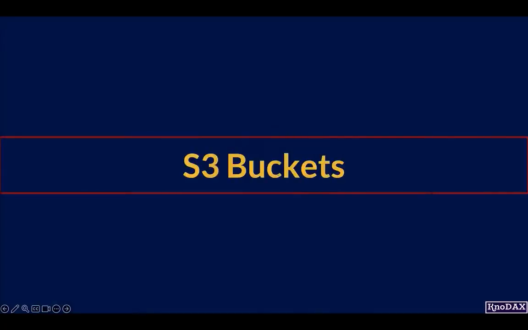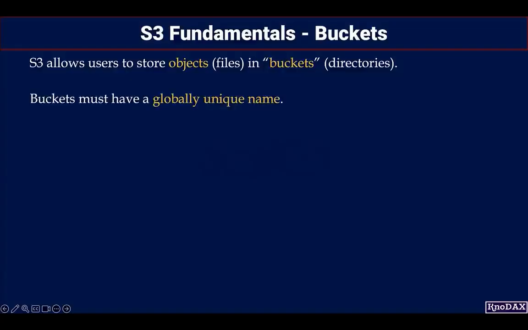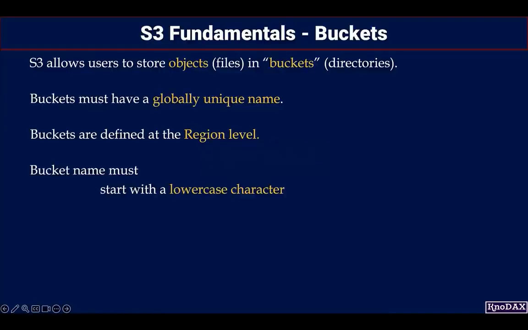Let's talk further about S3 buckets and objects, starting with the S3 bucket. Amazon S3 allows users to store objects in buckets. Buckets must have a globally unique name. Buckets are defined at the region level. Regarding the naming convention for buckets, a bucket name must start with a lowercase letter or a number, and must be between 3 to 63 characters long.